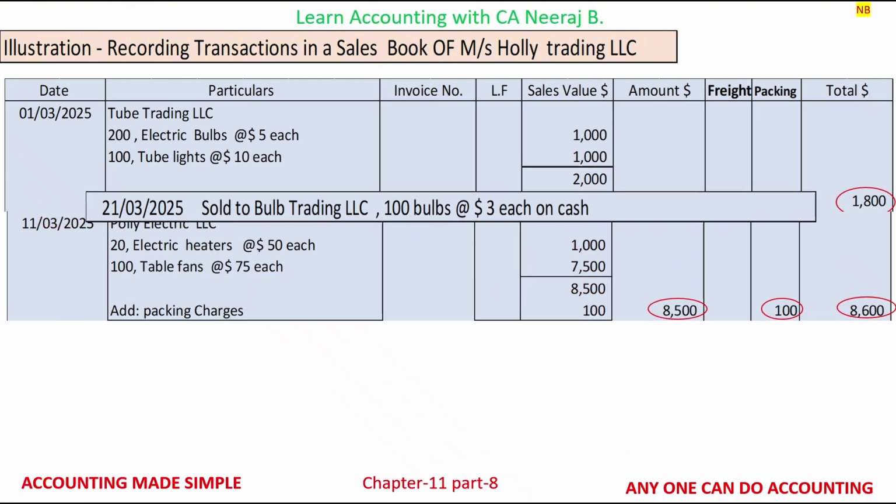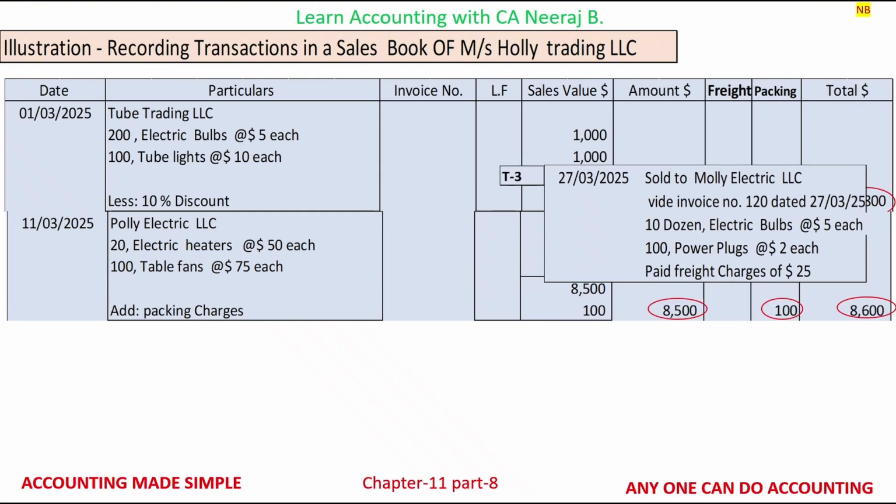On 21st March 25, the business sold 100 bulbs at $3 each in cash to Bulb Trading LLC. Since it is a cash sales transaction, it will be recorded in the cash book and not in the sales book.